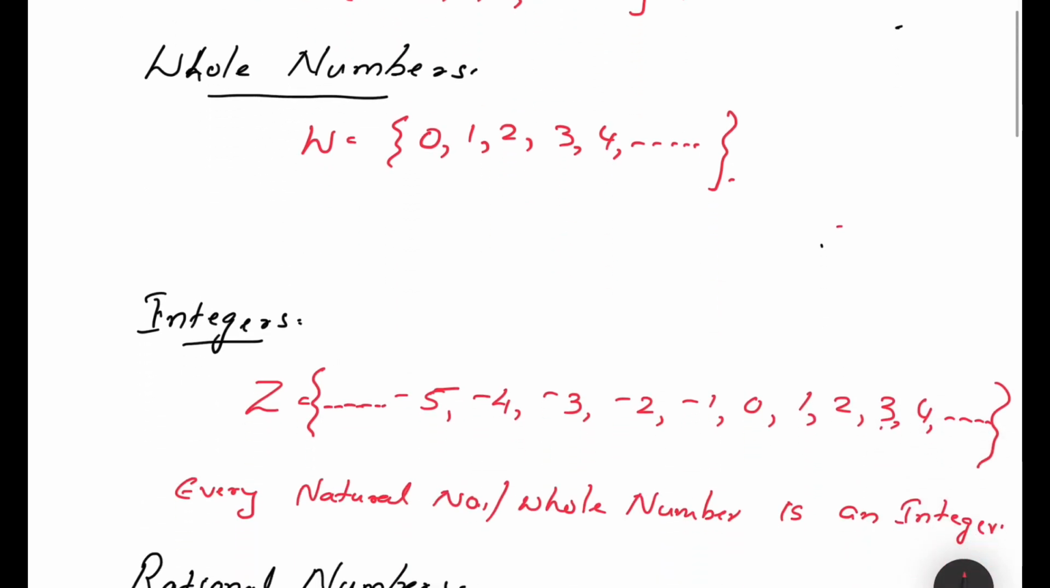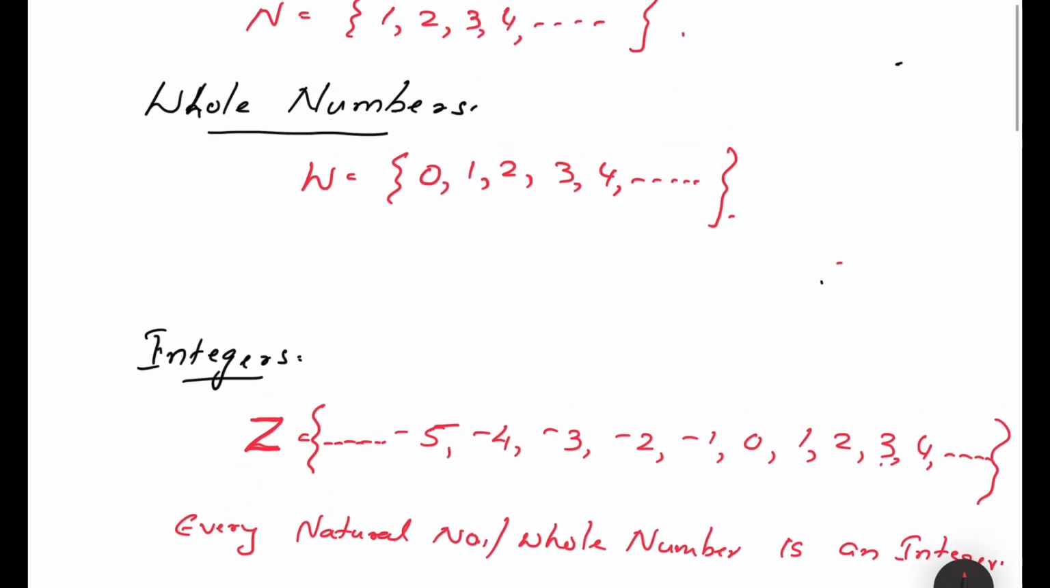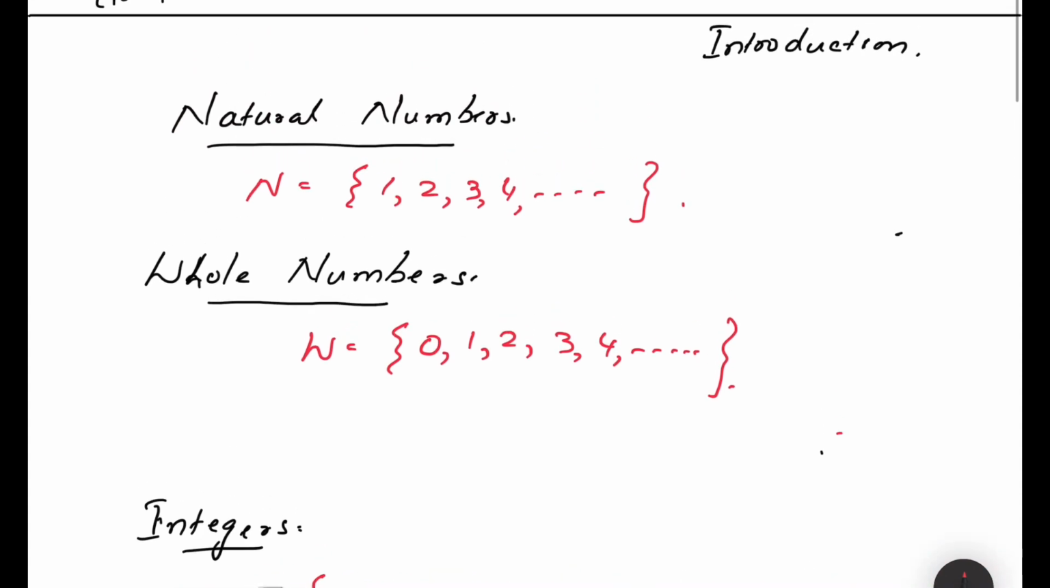Now integers. Integers are minus infinity to minus 5, minus 4, minus 3, minus 2, minus 1, 0, 1, 2, 3, 4, etc. up to infinity. They are called integers and we represent integers as Z. Similarly, for whole numbers the representation is W, and for natural numbers we represent it as N.